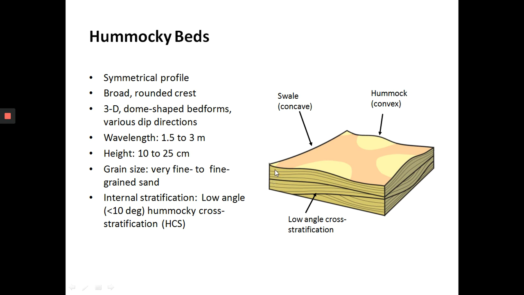So you have undulating lamination, and the lamination can also become convex upwards when they are associated with hummocks. Okay, so this is hummocky cross stratification.